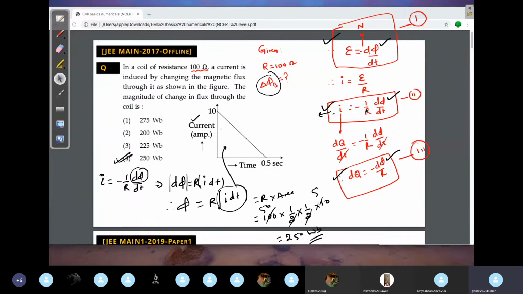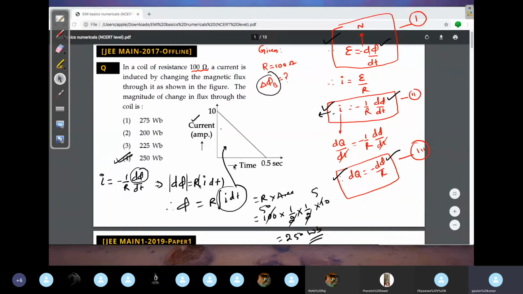So what is I? I is this. So we'll write it here. We want d phi. We'll cross multiply. So what is phi? Integration. Integration is about the area here. So just take the area from here, and we'll get the answer for the question.